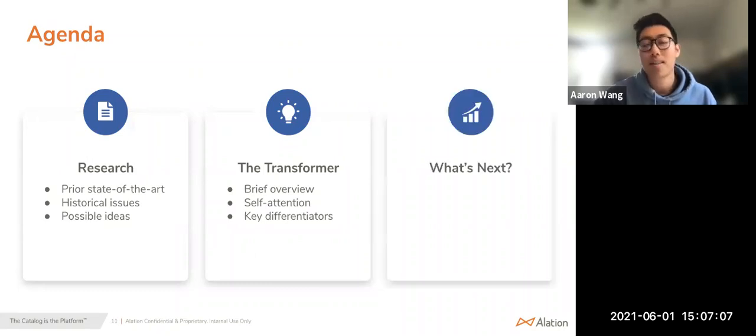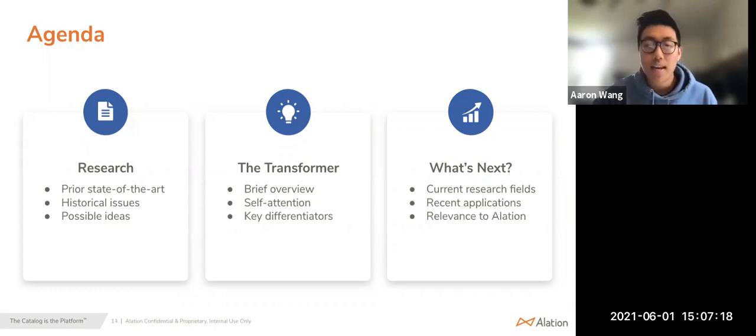Finally, we'll conclude with really what's next, some current research fields that utilize transformers, as well as some key recent applications that utilize this new architecture, and lastly, how this is relevant to Alation.